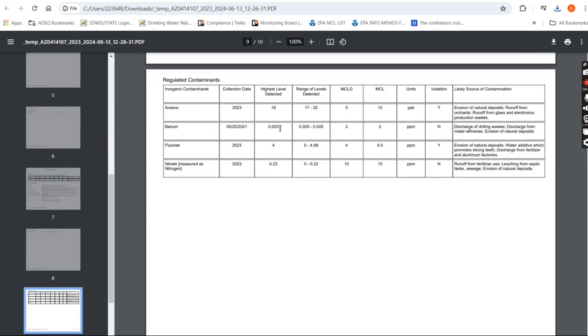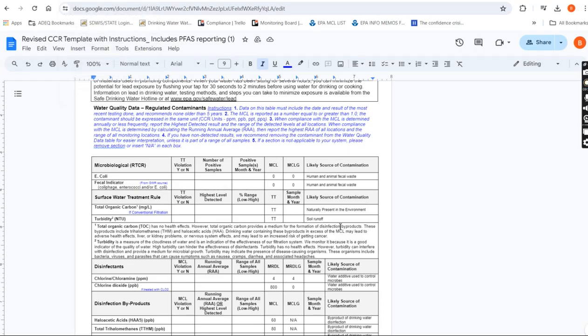We'll scroll down a little bit more here, and you can see it is only going to provide the detected contaminants. Everything else that was sampled for is considered non-detect, or it was not sampled within the last 5 years. So this is going to be in the same format as our template, including the likely source of contamination, so you can copy this information directly and put it into your report. Now I'll go back to our template.